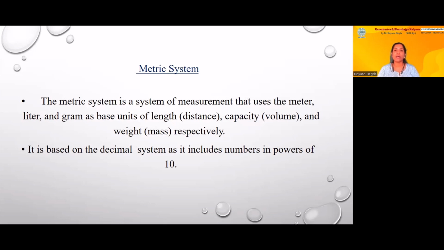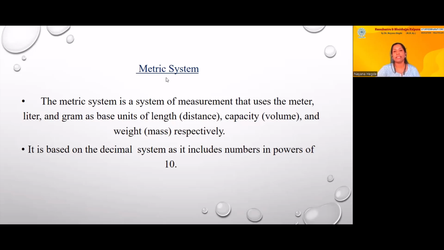It is based on the decimal system where it includes numbers in powers of 10. So the metric system is the system of measurement which uses meter, liter, gram as basic units for length, capacity, and the weight of the substance respectively. It is based on the decimal system where numbers are in powers of 10.